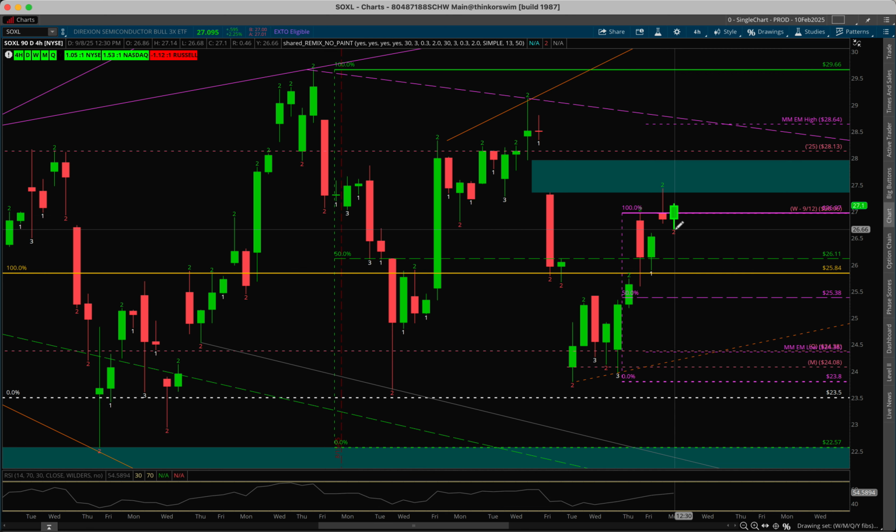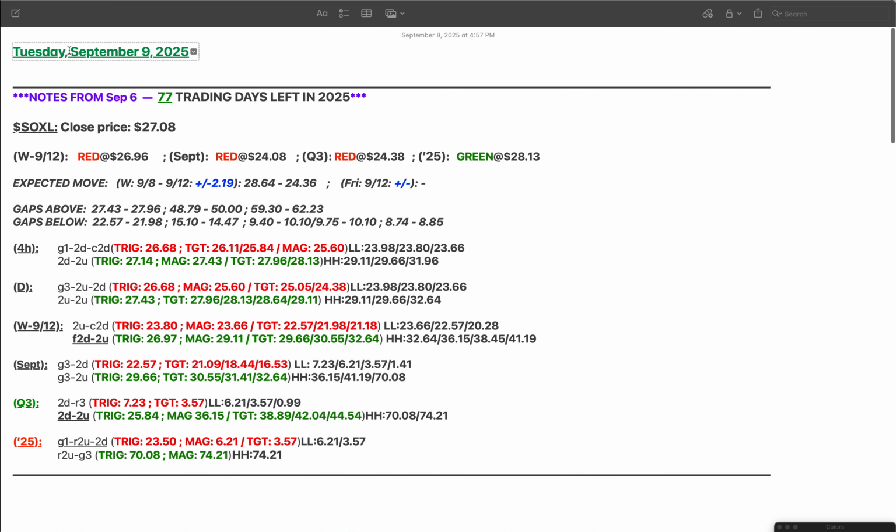So if we do break below the low of the second 4-hour candle of yesterday, so tomorrow if we go below this, we have the 1, 2 up, combo 2 down, and we're targeting again the low to the left of the 1, which is at 25.60 down here. Right, so you would still have a little bit of support, 26.11, 25.84, but ultimately that would be your target, right? So if we go to our notes for tomorrow, right, tomorrow is September 9th.